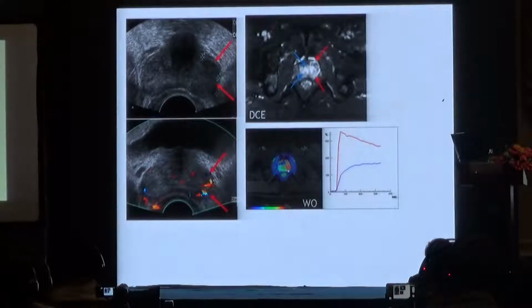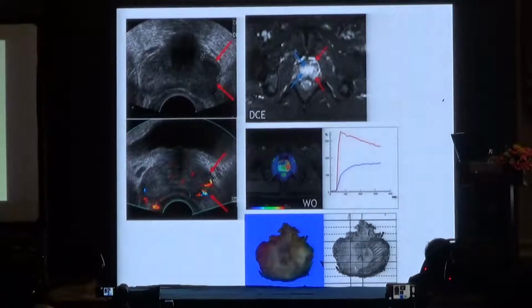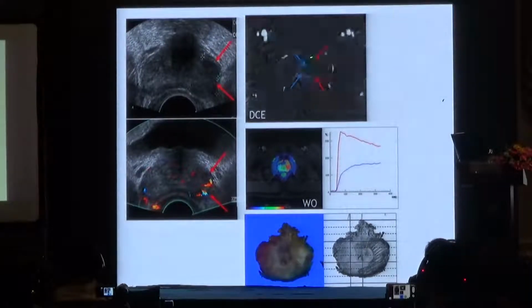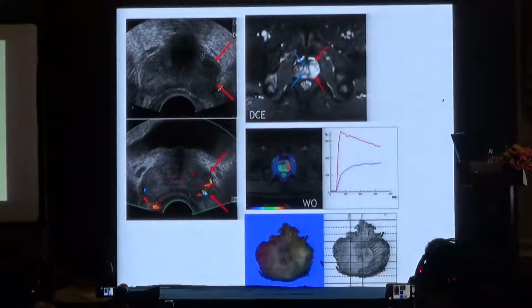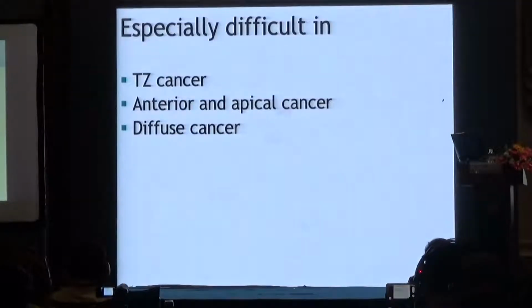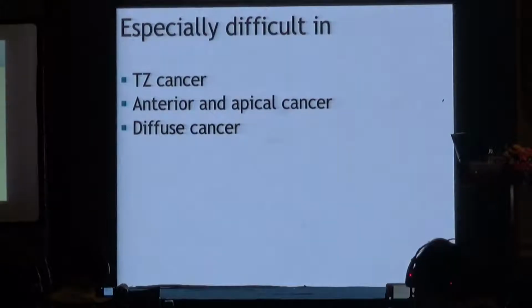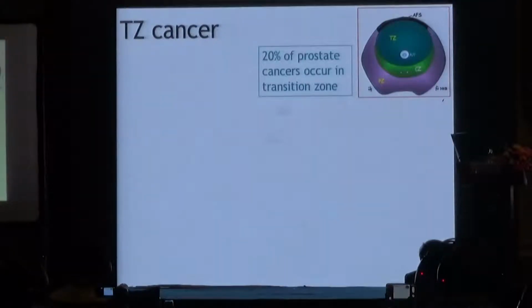This is a washout map showing this area is definitely abnormal, and the pathology specimen shows that this area is definitely abnormal and well shown at transrectal ultrasound also. When we are doing the transrectal ultrasound, it is especially difficult in transitional cancer, anterior and apical cancer, and diffuse cancer. Transitional cancer is quite common. About 20% of all prostate cancer occurs in this transition zone.